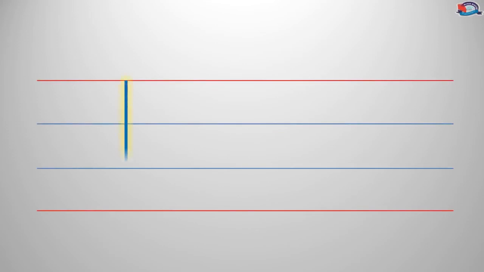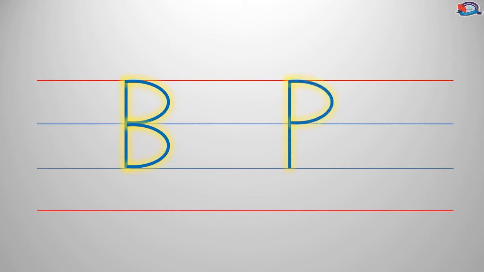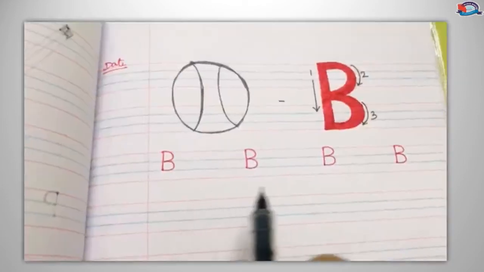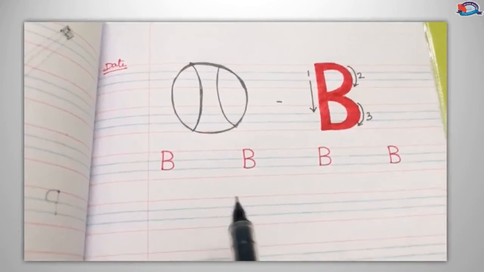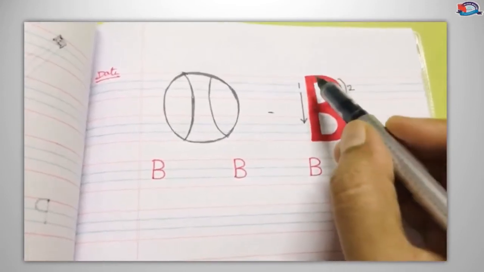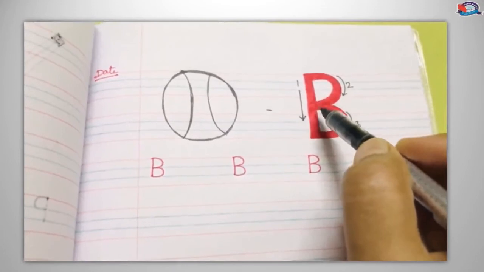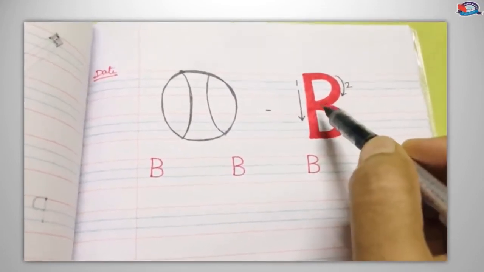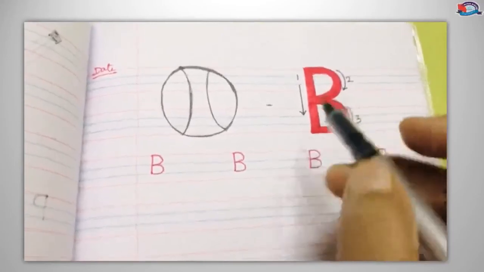One standing line, one small closed curve on the top, and one more small closed curve at the bottom. This is capital letter B. Once again, one standing line, one small closed curve, and one more small closed curve. This is the capital letter B. Let's see how to write in the notebook. Now we are going to see how to write the capital letter B in the four lines. See, one standing line and one small closed curve from the top to the middle, and then again one more small closed curve from middle to the bottom. This is the capital letter B.